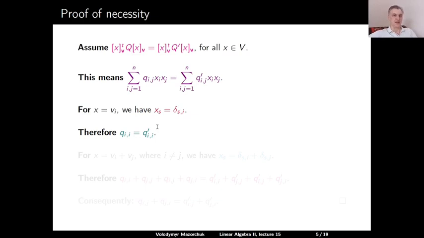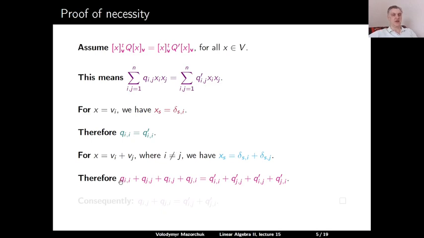Next, consider the vector v_i plus v_j. Then all coordinates are 0, except for the coordinates i and j, which are equal to 1. And now if we plug in here a vector where all coordinates are 0 except for two which are 1, we will get the expression q_ii plus q_jj plus q_ij plus q_ji is equal to q_ii prime plus q_jj prime plus q_ij prime plus q_ji prime.